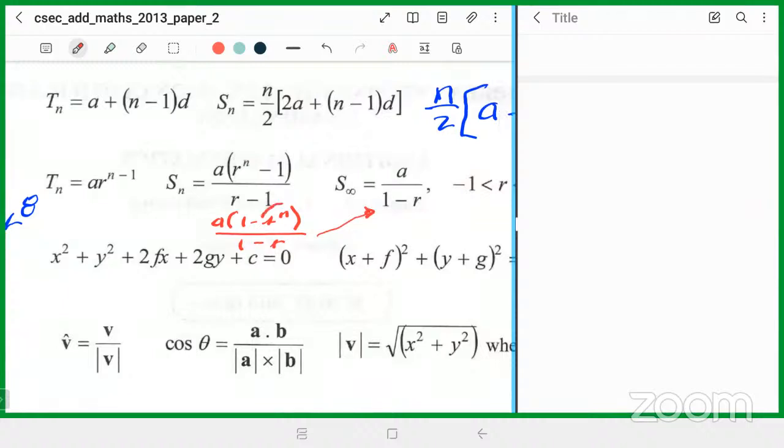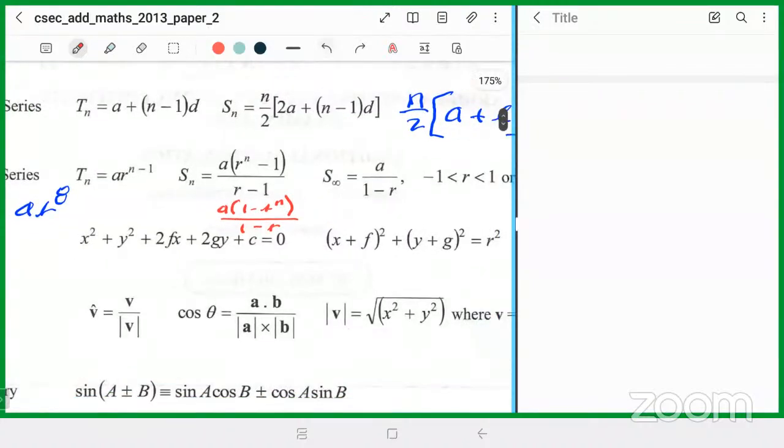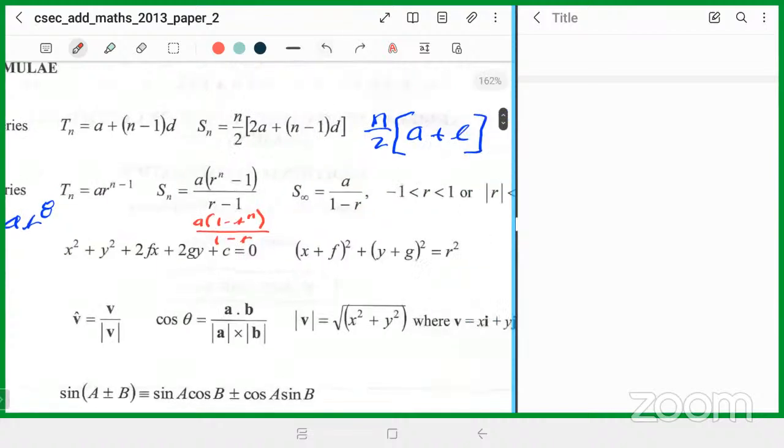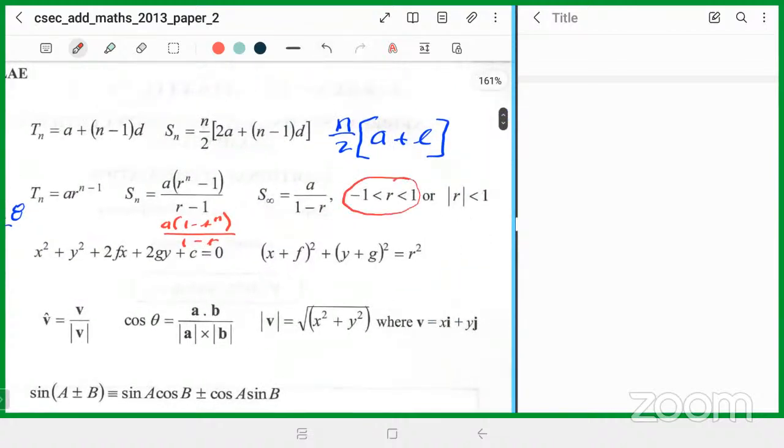When this becomes 0, because the r is a fraction. So then put it here. So you get the sum to infinity, provided that the r is between -1 and 1. That's what I showed you earlier.